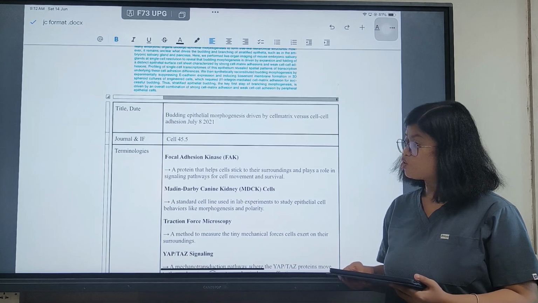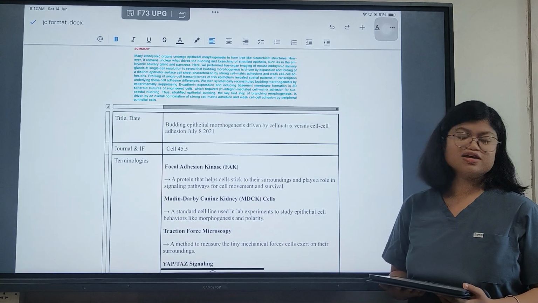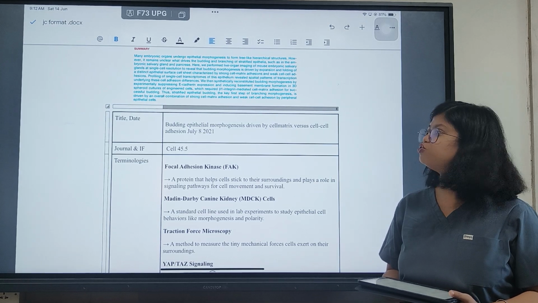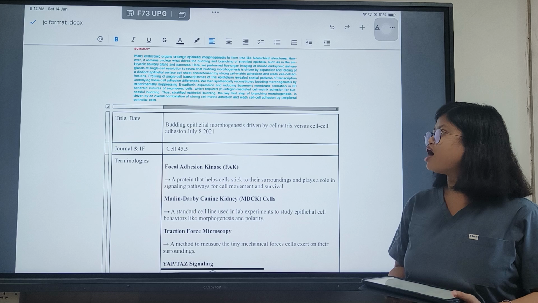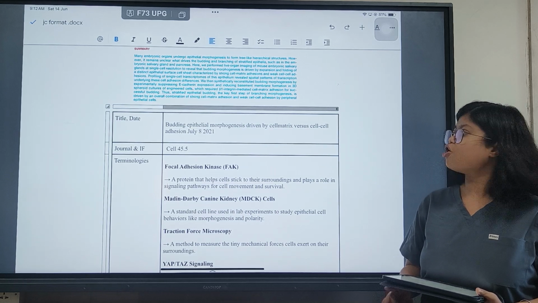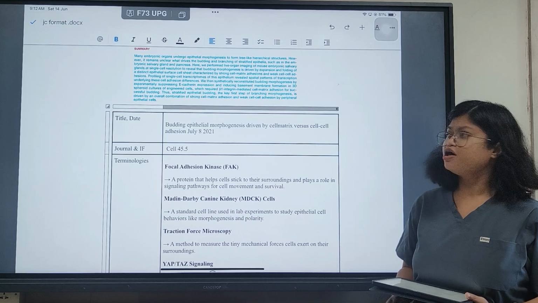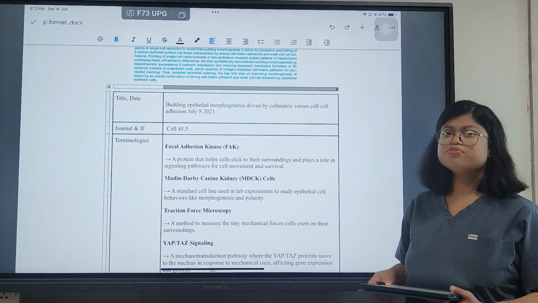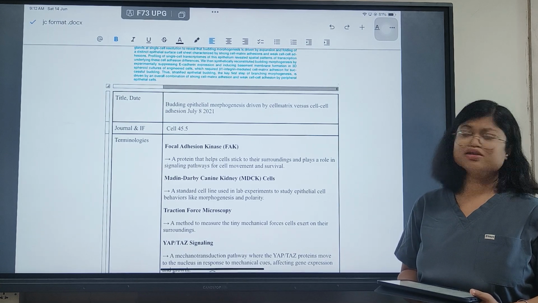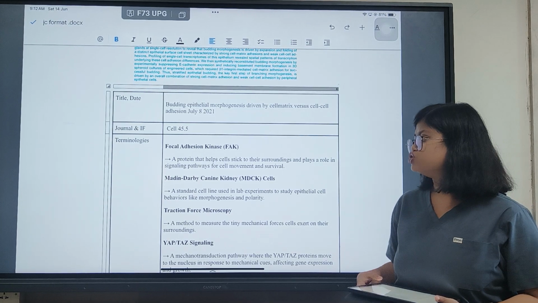So we know how buds are formed through epithelial proliferation. In this study, the researchers wanted to compare two parameters: whether the budding happens through cell-matrix interaction or through cell-to-cell interaction. So they developed mini organoids and compared which helps more in budding epithelial morphogenesis.